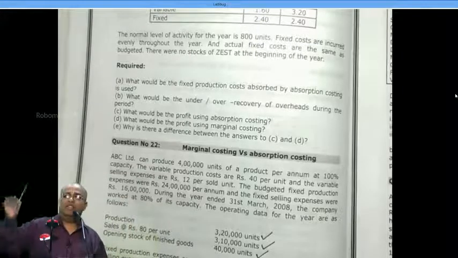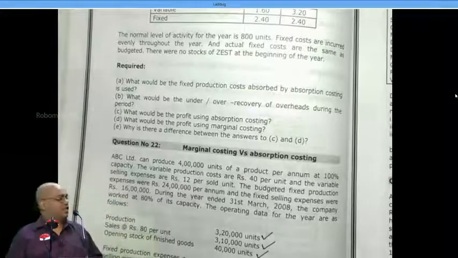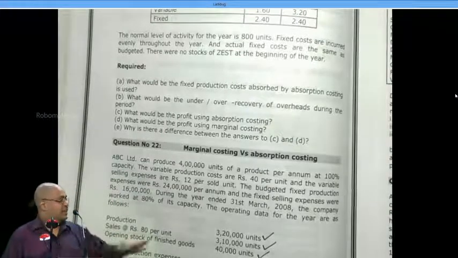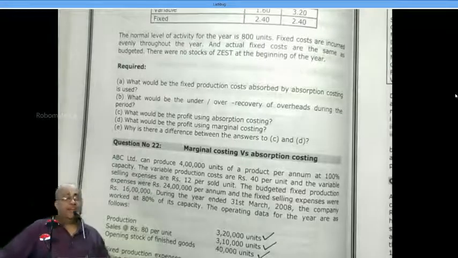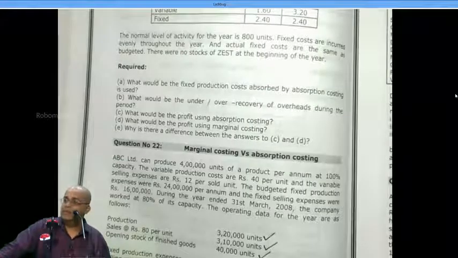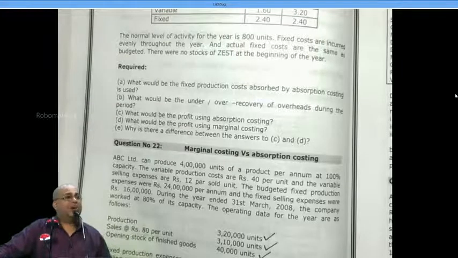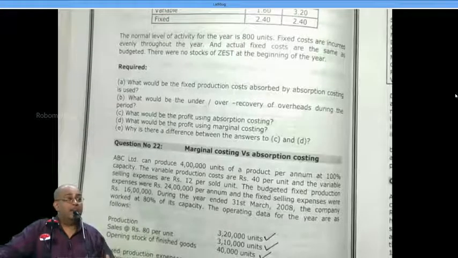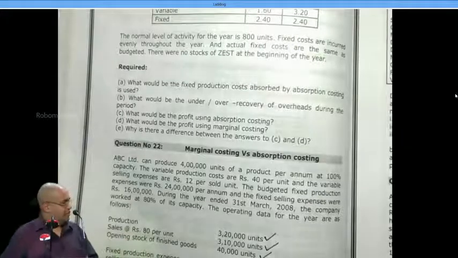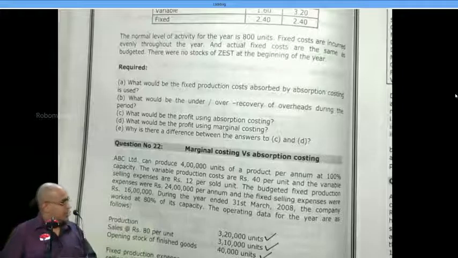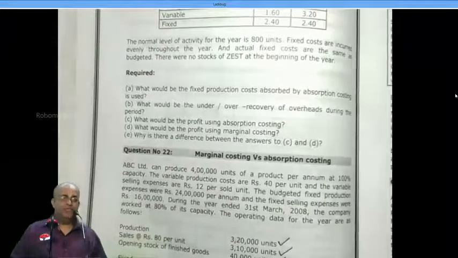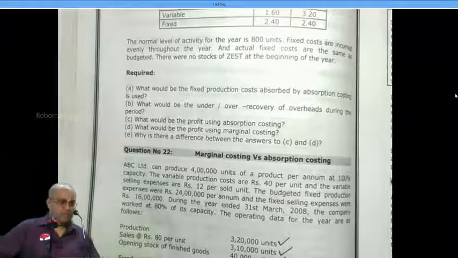Now, in absorption costing, will I value stock at 40 rupees or 46 rupees? 46 rupees. Stock will get a share of fixed cost also; it is not treated as a period cost here. Next, guess what is step 2? Under or over absorption. Step 2 is under or over absorption.